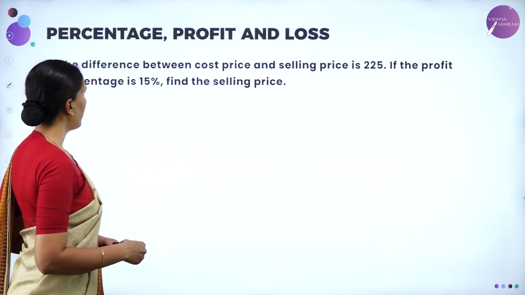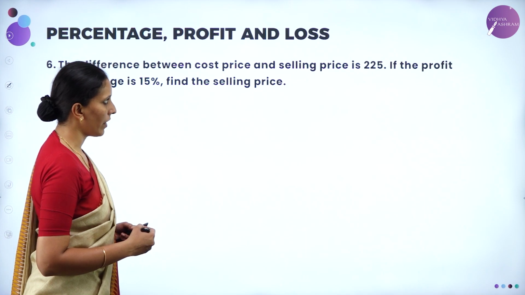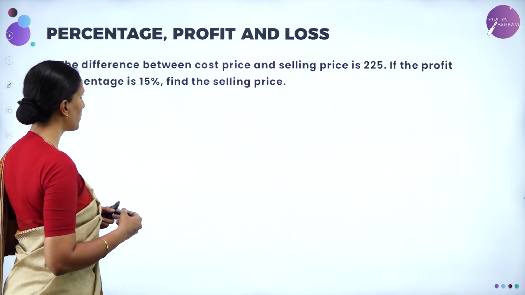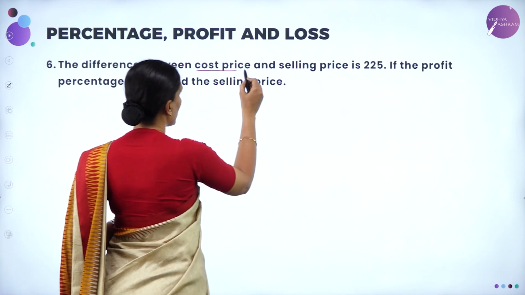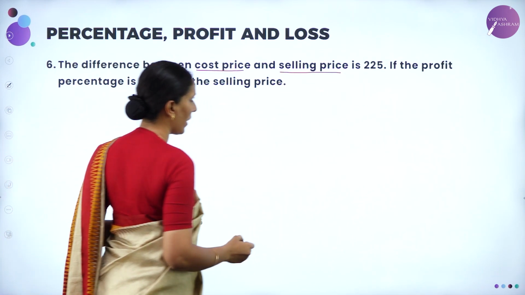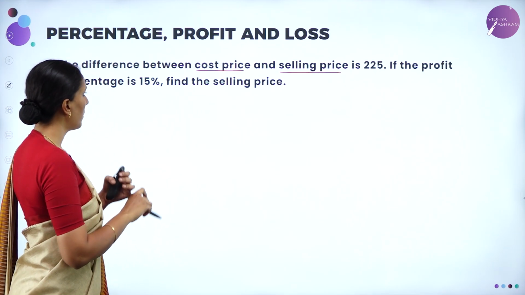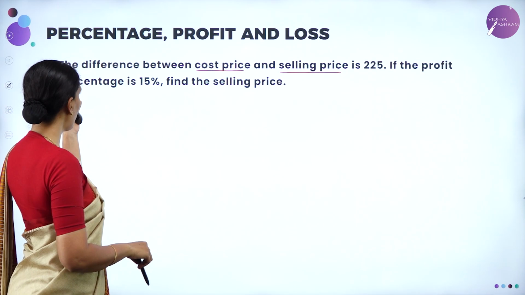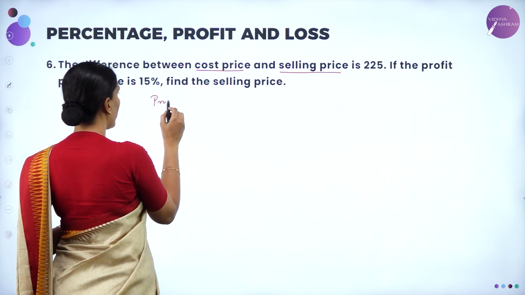Next question. The difference between the cost price and the selling price is 225. If the profit percentage is 15%, find the selling price. See, the difference between the cost price and the selling price is 225. So which means it is profit, because we are going to calculate the selling price where the profit percentage is given. So obviously they have given the profit here.